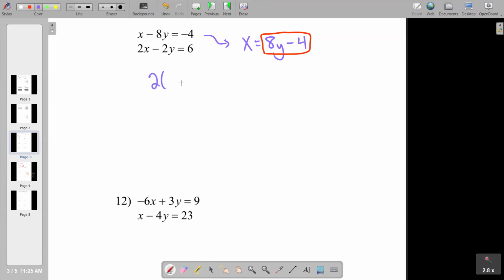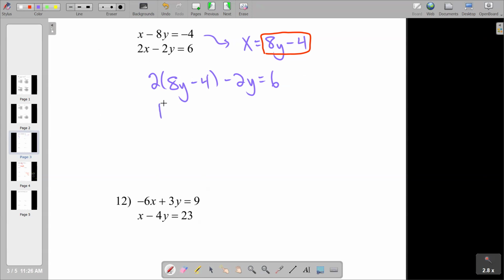It's going to say 2 times space where x used to be minus 2y equals 6. And then I like to go back into that space and plug in the box, which is 8y minus 4. Are you still with me? And then from here, it's just beginning of the year stuff. Distribute, combine like terms, and solve. What do we get when we distribute?